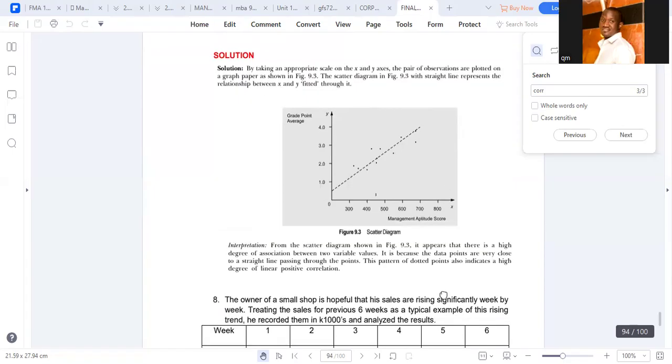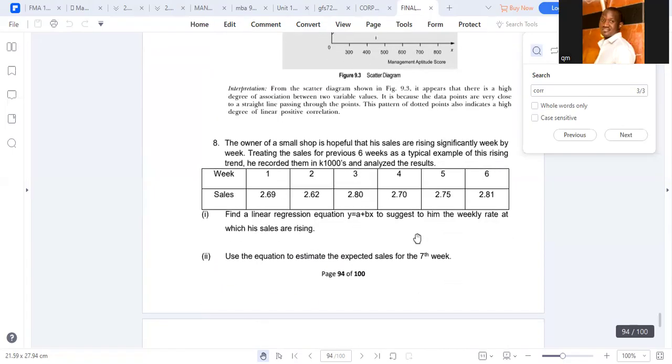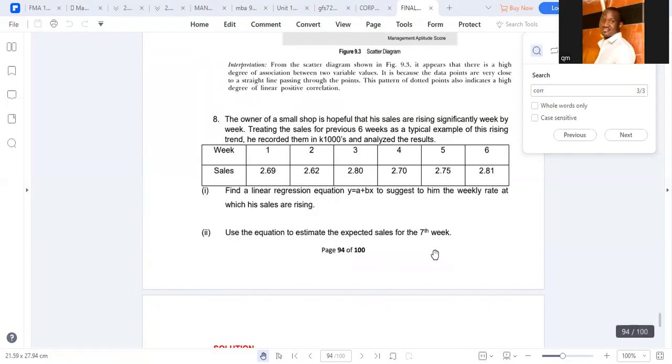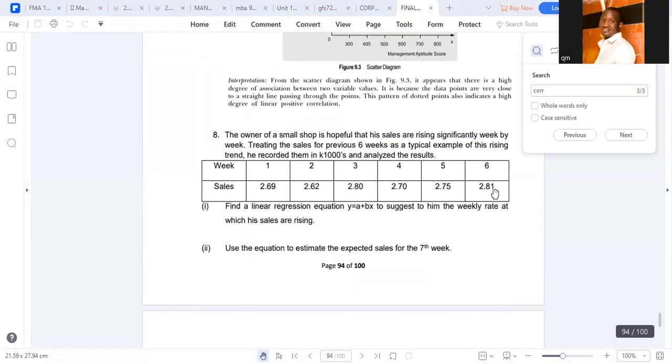Here you're given the week and the number of sales. You're asked to do the regression equation. You're also asked to estimate the expected sales in the 7th week. So if our x is 7, then you calculate your y. This will be your homework, which I expect. Check on page 94 and please attempt this.